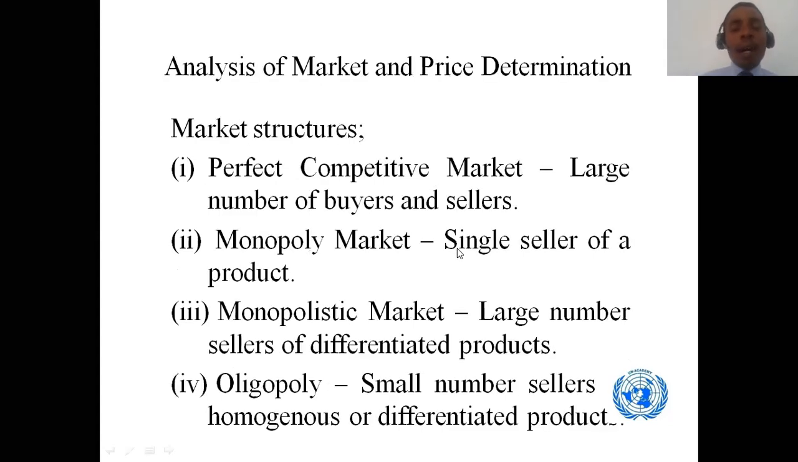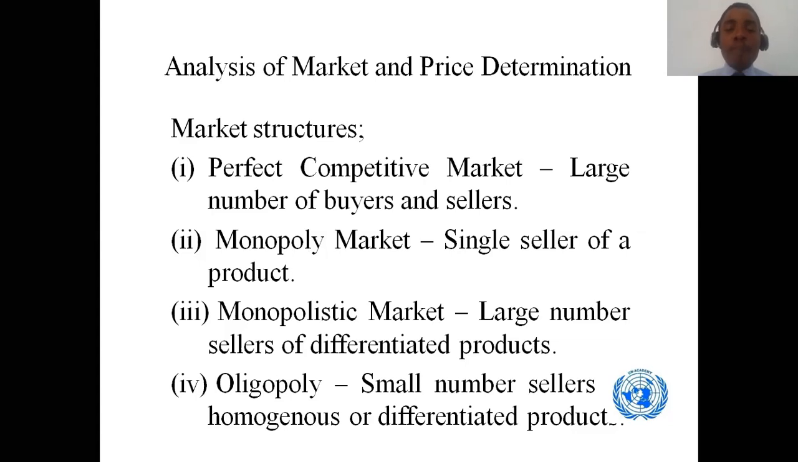Analysis of market and price determination. You have different types of market structures. What are those market structures? Perfect competitive market, with a large number of buyers and sellers. Monopoly market. I'm sure in your country you're going to find someone that is into monopoly. Sometimes it's good, sometimes it's bad. It's not that it's bad, but excesses are not good. So it has to be balanced.